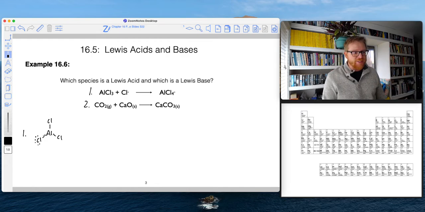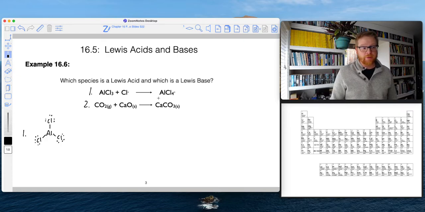So that's 2, 4, 6, 8 around this chlorine. So now I've got 2 in the bond, 4, 6, 8, and 2, 4, 6, 8. And there is our Lewis structure for the aluminum trichloride.